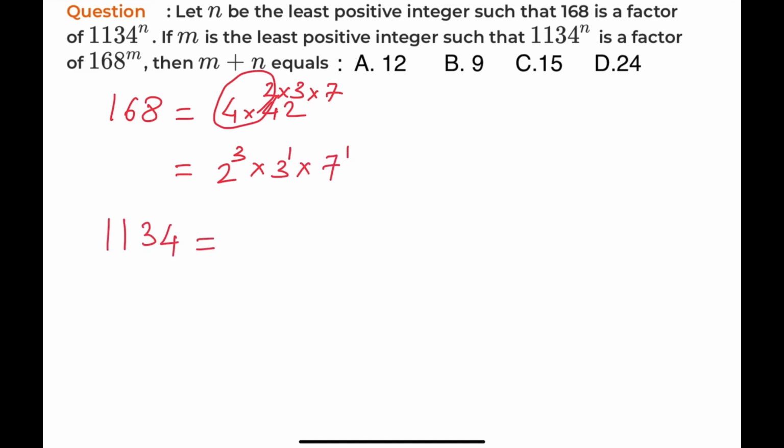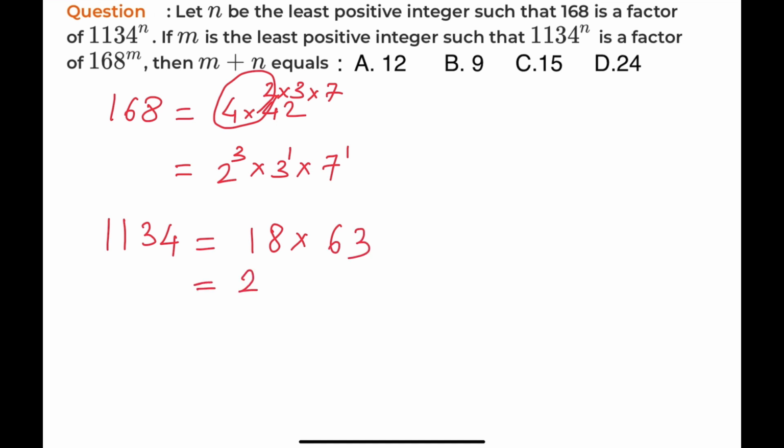Now 1134 may look slightly difficult to factorize, but if you observe carefully, the last digit is 4, so the number should be divisible by 2, and the sum of the digits is 9, so the number is also a multiple of 9. So if the number is a multiple of 9 and 2, it is obviously a multiple of 18. So we can start by dividing this with 18.